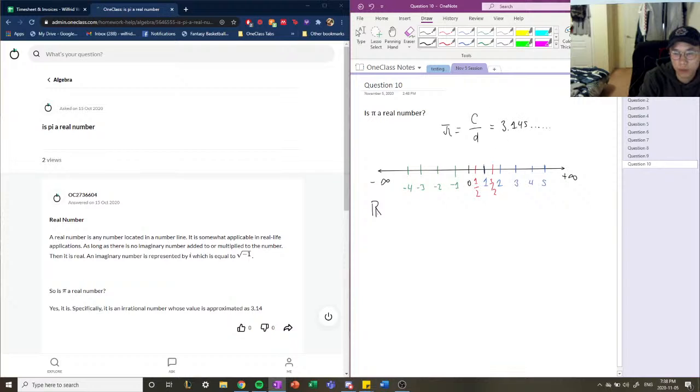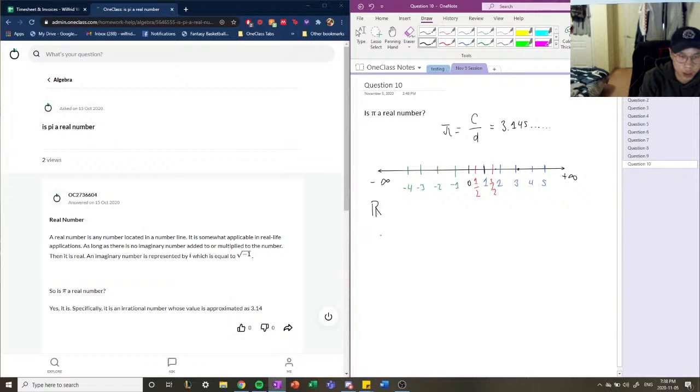So this number, believe it or not, actually exists on the number line. You can see it somewhere around here. Even though it runs on, it exists on the number line. The only numbers that do not exist on the number line are what we call imaginary numbers, which are i, 2i, 3i, 4i. Those are the only numbers that do not exist on the real number line.